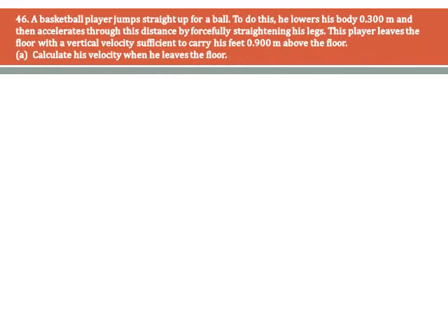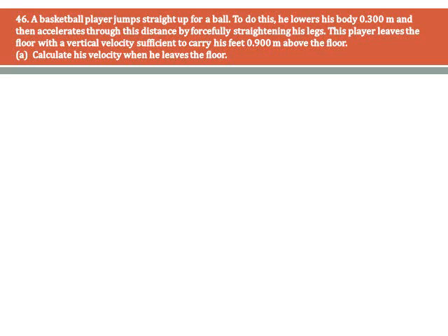All right, number 46 in chapter 4, it says a basketball player jumps straight up for a ball. To do this, he lowers his body 0.3 meters and then accelerates through this distance by forcefully straightening his legs. This player leaves the floor with a vertical velocity sufficient to carry his feet 0.9 meters above the floor. Part A, calculate his velocity when he leaves the floor.